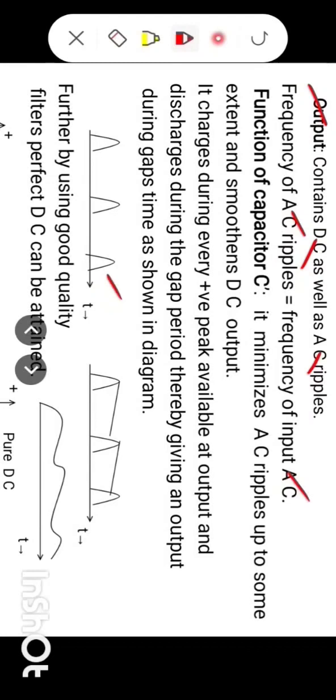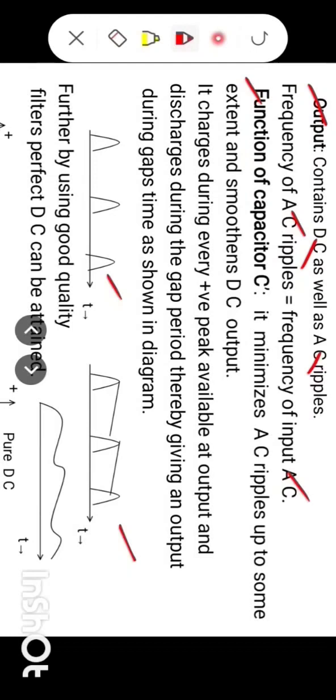Now function of capacitor C dash. C dash minimizes AC ripples up to some extent and smoothens DC output. I repeat, C dash minimizes AC ripples up to some extent and smoothens DC output. So this is the DC output after connecting C dash.